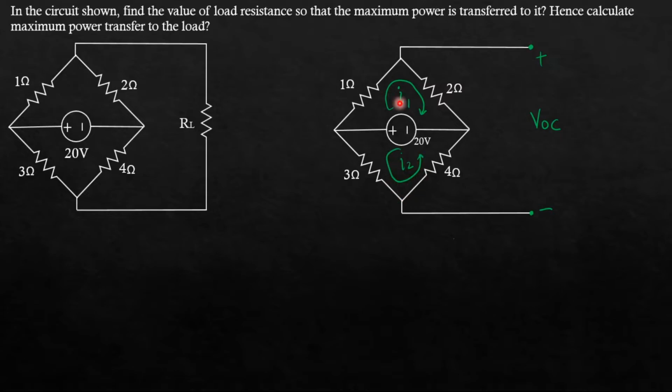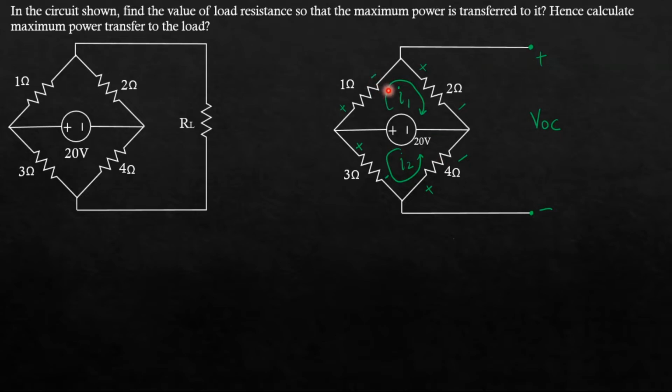Now according to current direction, let us assign the voltage polarity at each element. Across this resistance, positive will be here, negative will be here, because current is entering at this terminal and leaving this terminal. Similarly, it is anti-clockwise, which means current is entering this terminal and leaving this terminal. That is why this is positive and this is negative. Similarly, this will be positive and this will be negative because current is entering from this side. Similarly, here current is entering from this terminal and leaving this terminal, so here it will be positive and this will be negative.